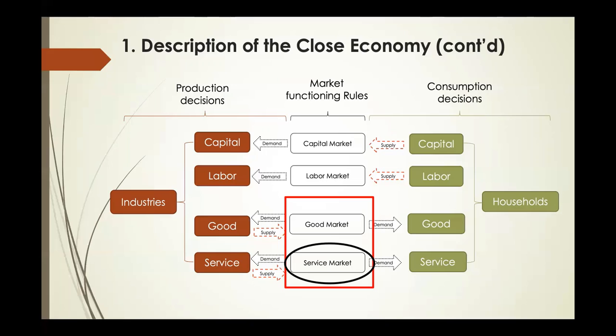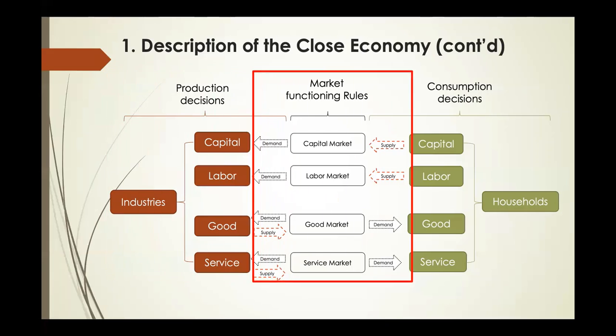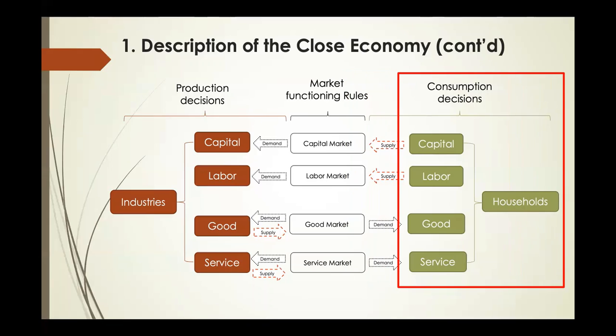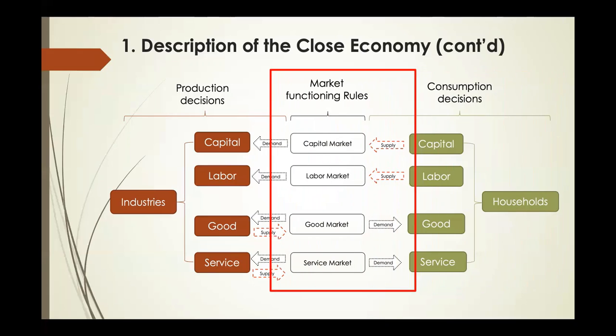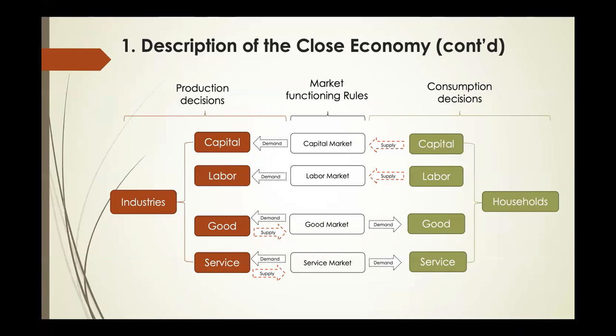Therefore, modeling this simple closed economy without government consists in defining or expressing in mathematical terms the production decisions of industries on the left, the consumption decisions of households on the right, and the market functioning rules in the middle. These three elements are successively discussed next.